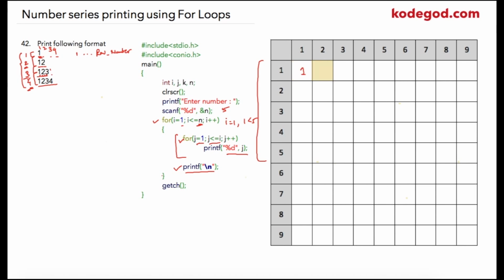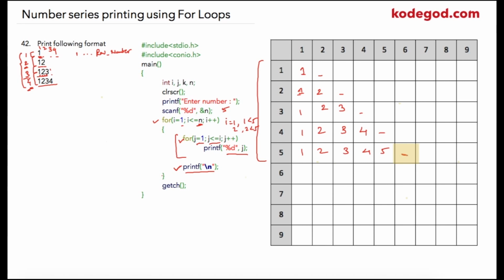So only one time the value of j will be printed, which will be 1. And then the cursor will move on to the next line because of printf \n. Then the value of i will be incremented to 2. Again, the condition will be true, and this time the loop for j will be executed 2 times. So it will print 1 and 2. So this whole process will be repeated like this, and in the final iteration, these values will be printed.